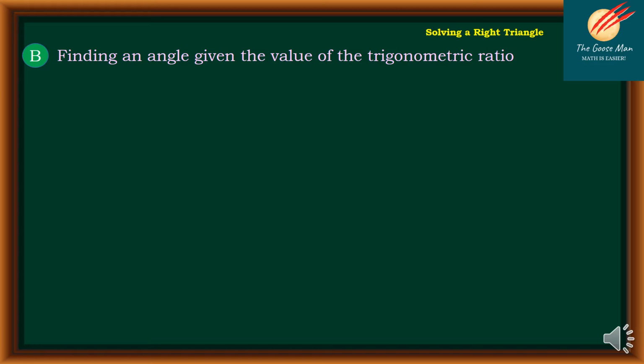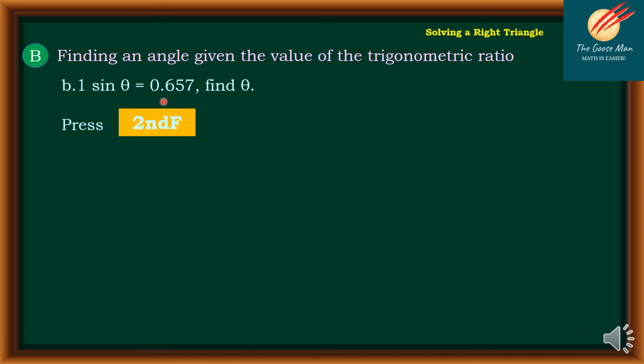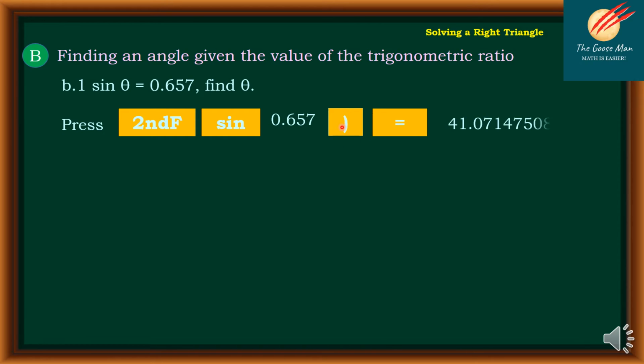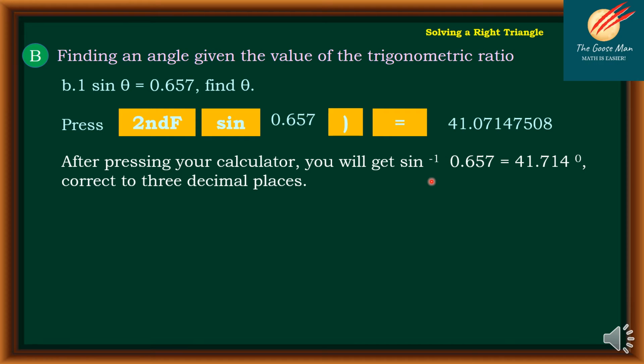So let's move on to the next exercise. This time is finding an angle given the value of trigonometric ratio. So sine theta is equal to 0.657, find the theta. In order to find the theta, press second function, sine, 0.657, close parenthesis. By the way, this is optional in other scientific calculators. Press equal sign and you will come up with 41.07147508.